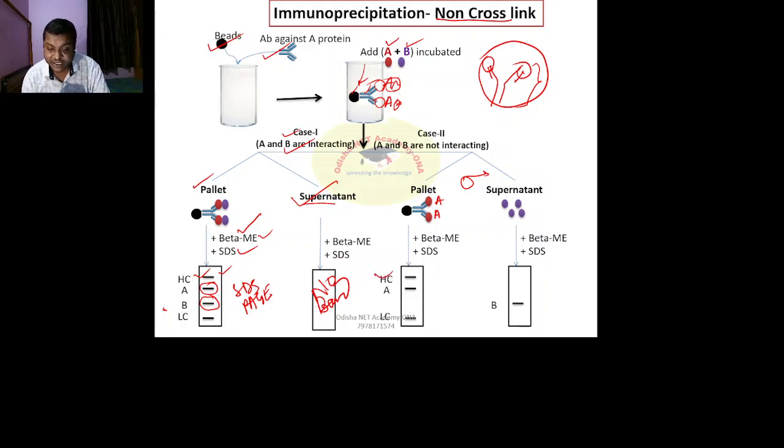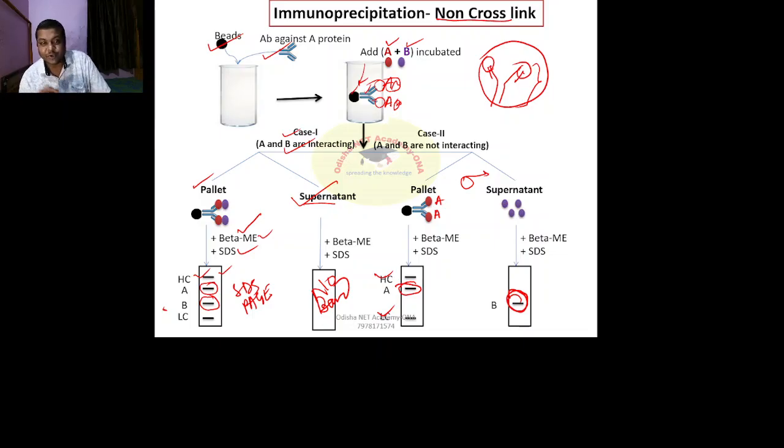One is for the heavy chain, one is for the light chain, and only one band for protein A. And there is no band for protein B. As A and B are not interacting, B comes to the supernatant. So you test that, check that, and yes, now I am getting a B band on the supernatant side. So it indicates that A and B are not interacting.